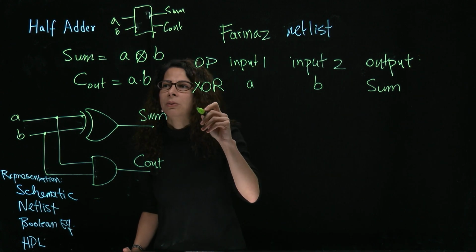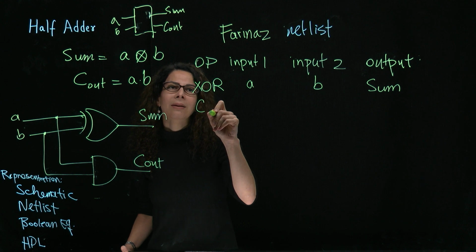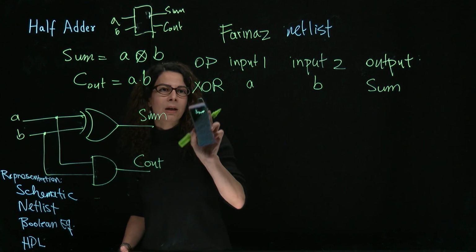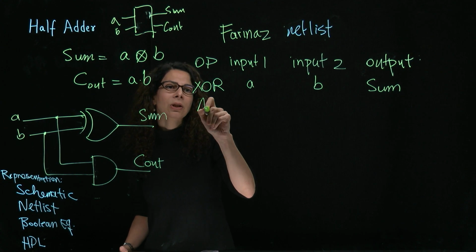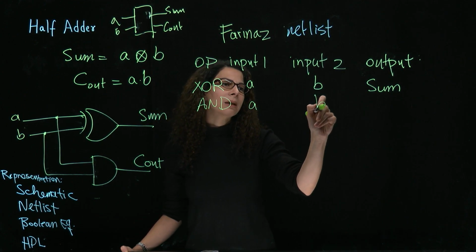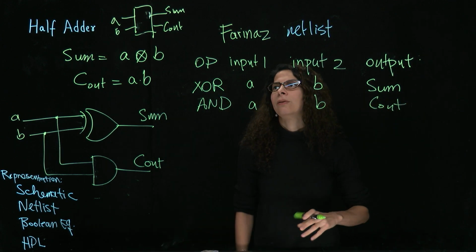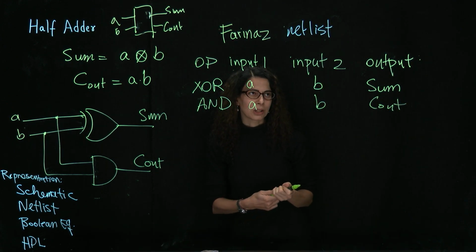Obviously, if I had a 3-input gate, I should have come up with a different way to represent my netlist. And then I have the AND function, which is, again, A and B, and the output is Cout. This is a netlist representation.